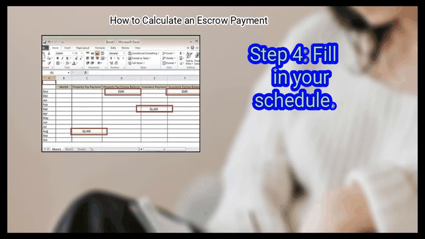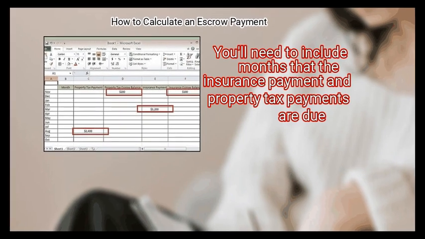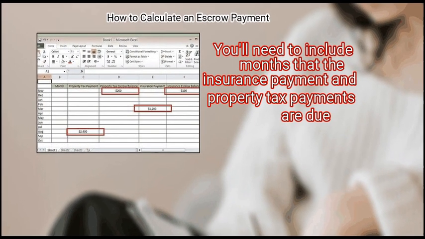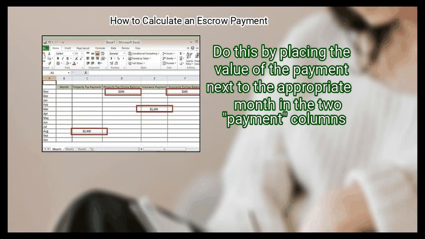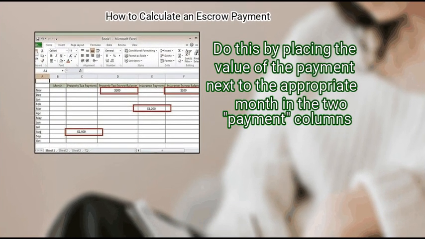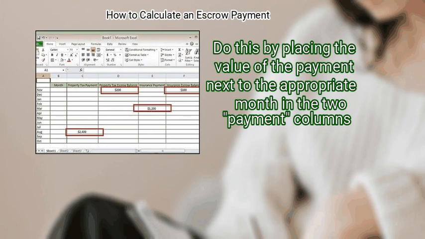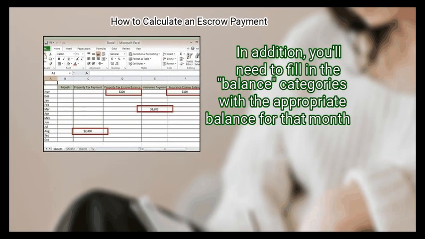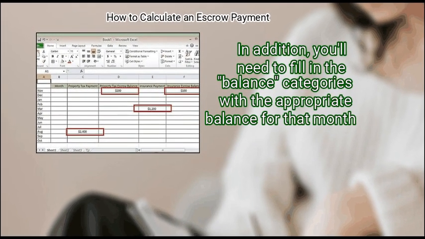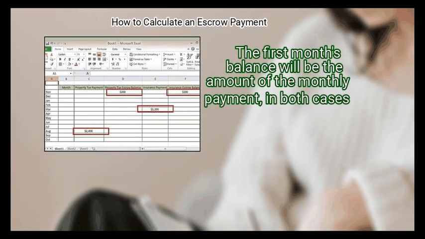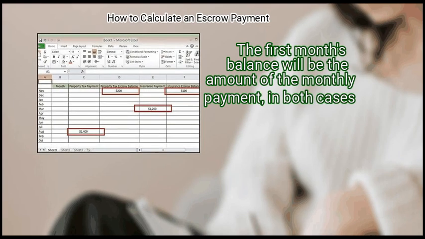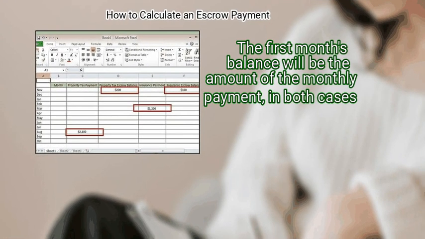Step 4. Fill in your schedule. You'll need to include months that the insurance payment and property tax payments are due. Do this by placing the value of the payment next to the appropriate month in the two payment columns. In addition, you'll need to fill in the balance categories with the appropriate balance for that month. The first month's balance will be the amount of the monthly payment, in both cases.